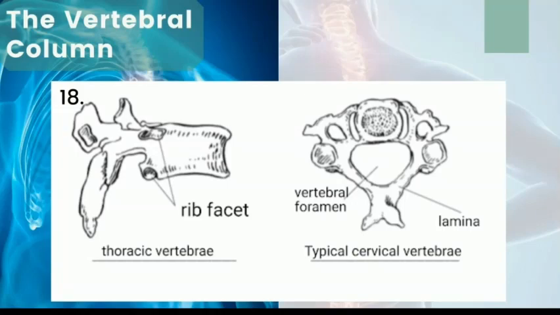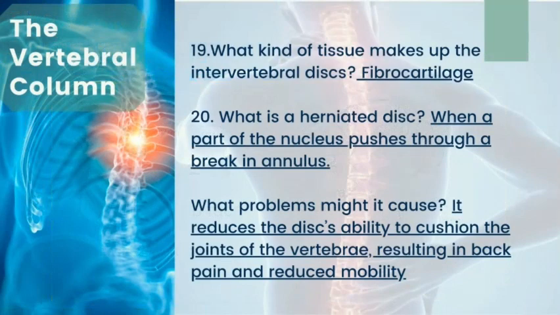Both are cervical vertebrae. So number 19, answer is fibrocartilage, a kind of tissue that makes up the intervertebral disc. Number 20, it is when a part of the nucleus pushes through a break in the annulus. So it is a herniated disc. So what problems might it cause? It reduces the disc's ability to cushion the joints of the vertebrae, resulting in back pain and reduced mobility.